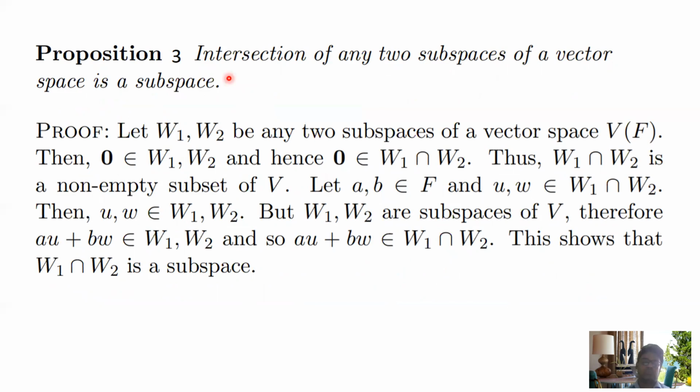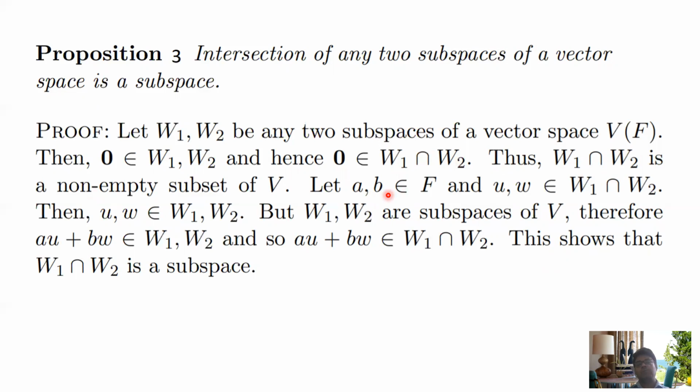Sometimes you can see some theorem. The intersection of any two subspaces of a vector space is a subspace. Let W1, W2 be any two subspaces of a vector space V over F. Then 0 belongs to W1 and W2, and hence 0 belongs to W1 intersection W2. Thus W1 intersection W2 is a non-empty subset of V. So our first condition is done.